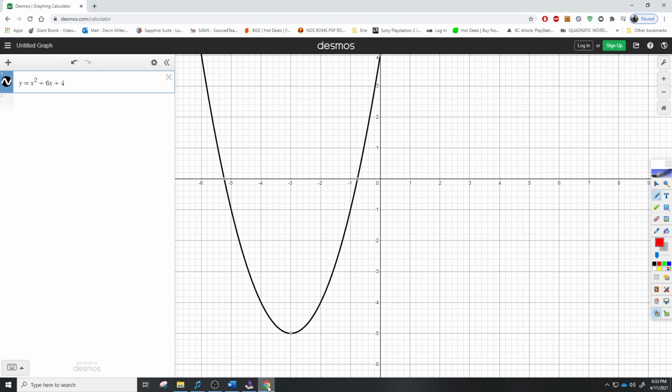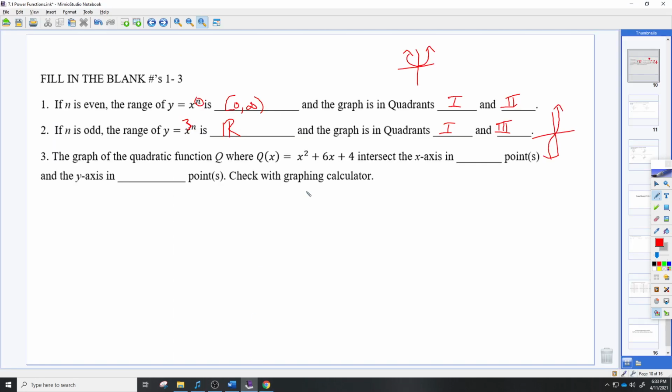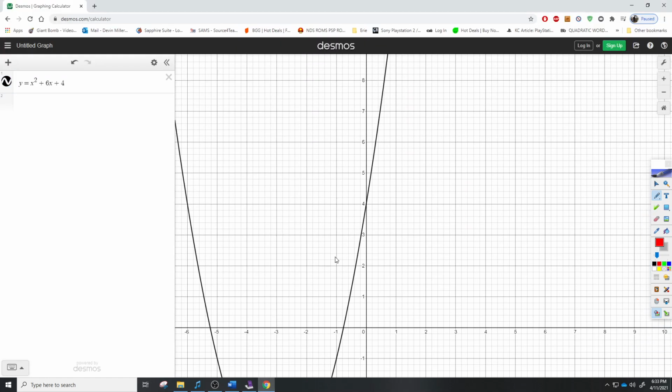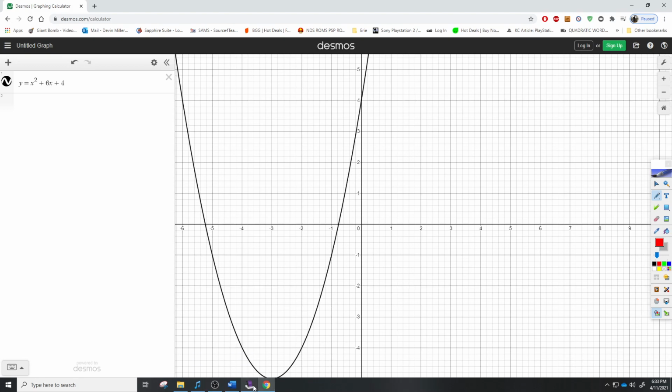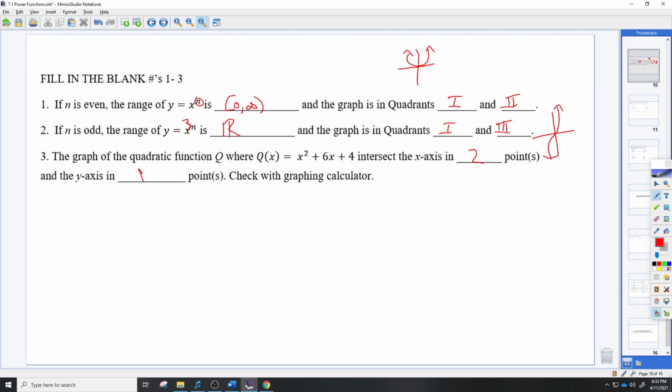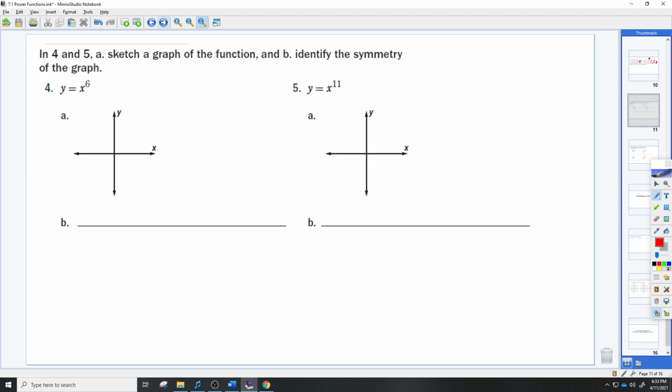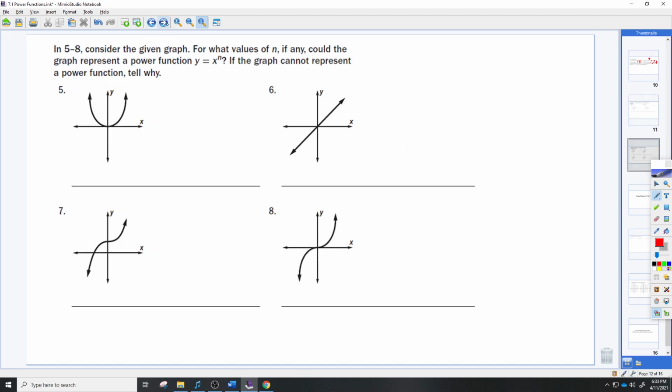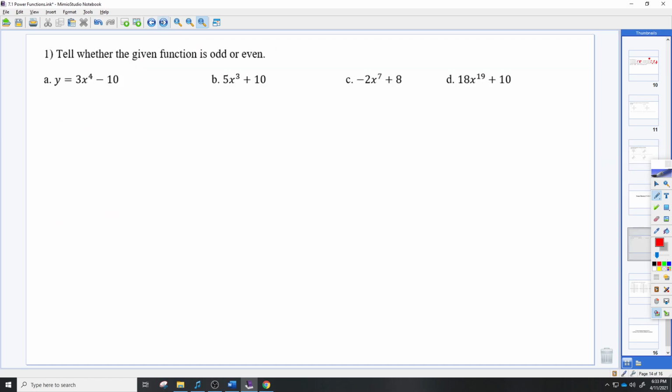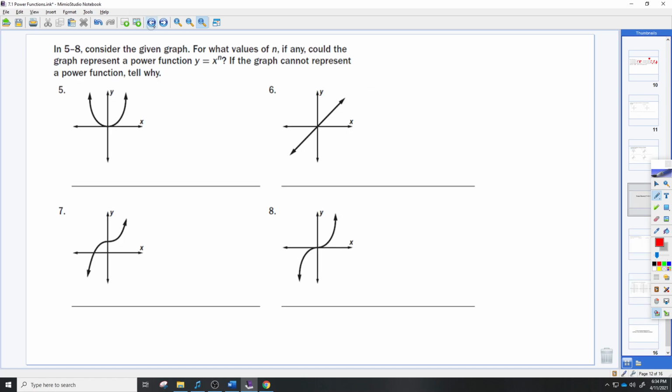And so it looks like it intersects in what points? In the y-axis, points. So the x-axis it hits twice. And the y-axis looks like it's going to hit it one time and go through at 4. So one time. So this is a little bit harder. 4 and 5, you can go ahead and do a basic sketch. These ones here, you're trying to figure out what kind of powers you have. I think the rest you can figure out yourself.